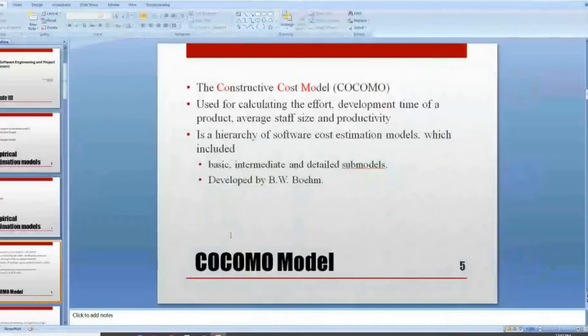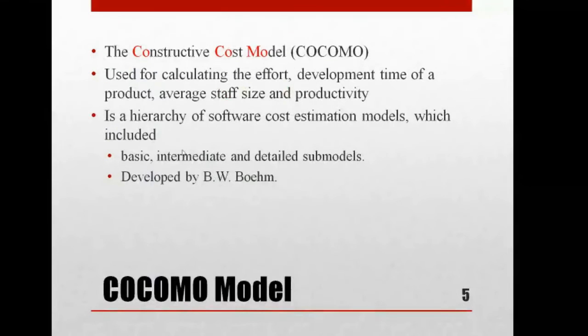Fine. So now let us see what the different levels of COCOMO models are. There are 3 levels. The first one is the basic model, then the intermediate model, and then the detailed model. These are the 3 levels or hierarchy of the COCOMO model. Let us discuss one by one in detail. This was developed by B.W. Boehm.